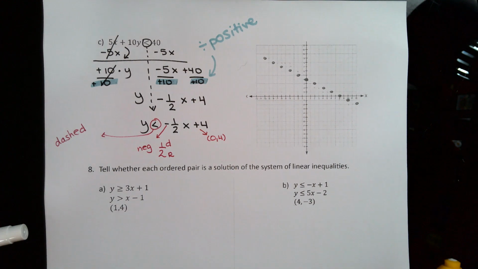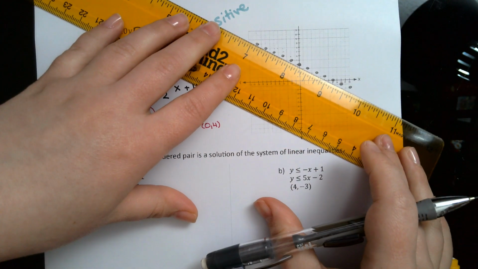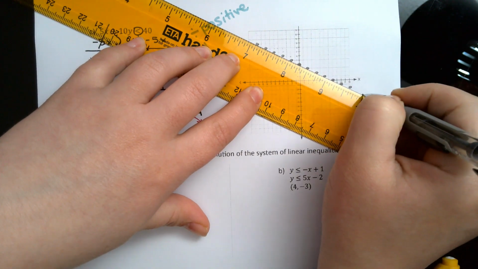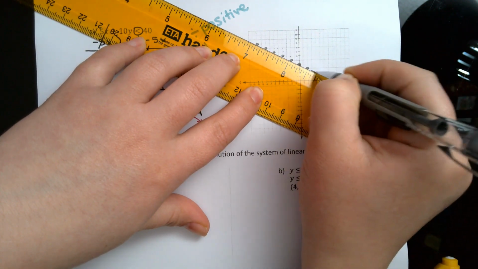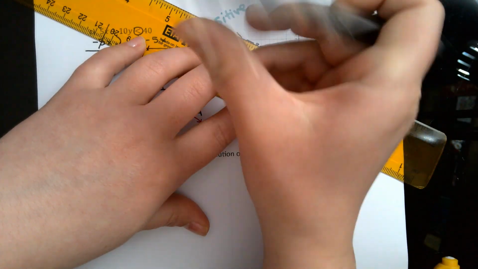There it is. And we said this is going to be a dotted, dashed line. So let's go ahead and put our ruler slightly under, and make it dashed. Make sure you extend past the given x and y.